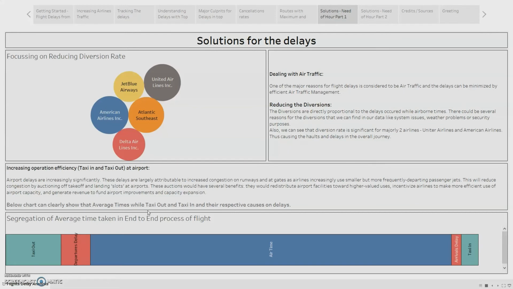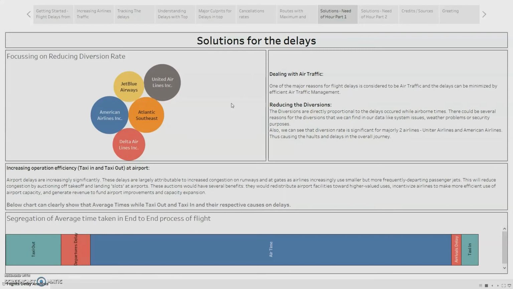Thank you, Amrit. One of the major reasons for flight delay is air traffic. This problem can be overcome by efficient air traffic management. Diversions are the delays that occur while an airplane is airborne. This can happen due to various reasons like system issues, weather problems, and security reasons. The diversion rate for each airline is shown here. As you can see, the diversion rate for United Airlines is maximum, and for JetBlue Airways is the minimum, 0.30% and 0.21%. If the diversion rate is reduced, then the delay will naturally be reduced.